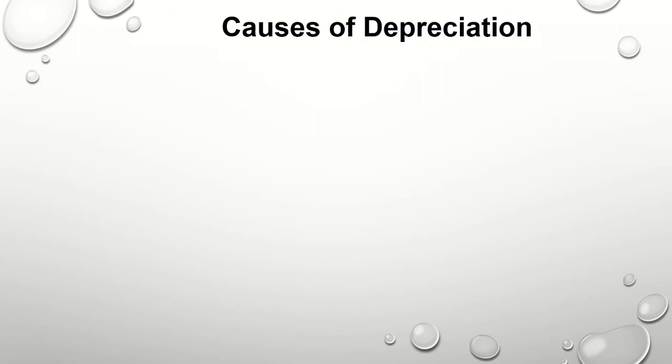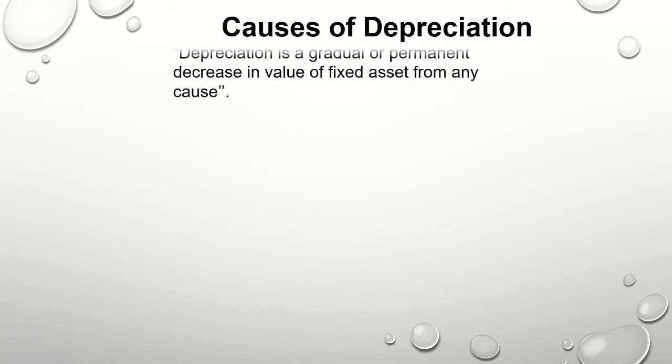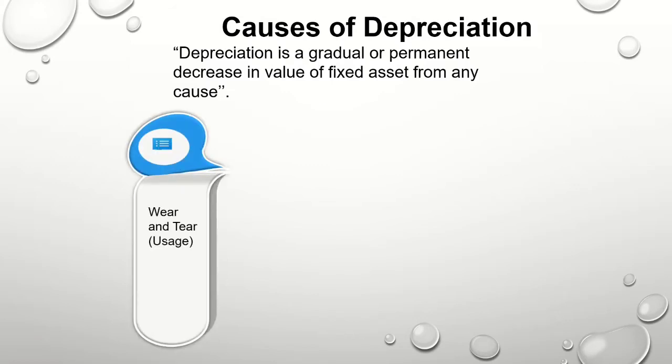We'll see causes of depreciation. Depreciation is a gradual or permanent decrease in the value of fixed assets from any cause. The cause may be due to wear and tear, that is usage. It is one of the primary reasons for depreciation of assets.